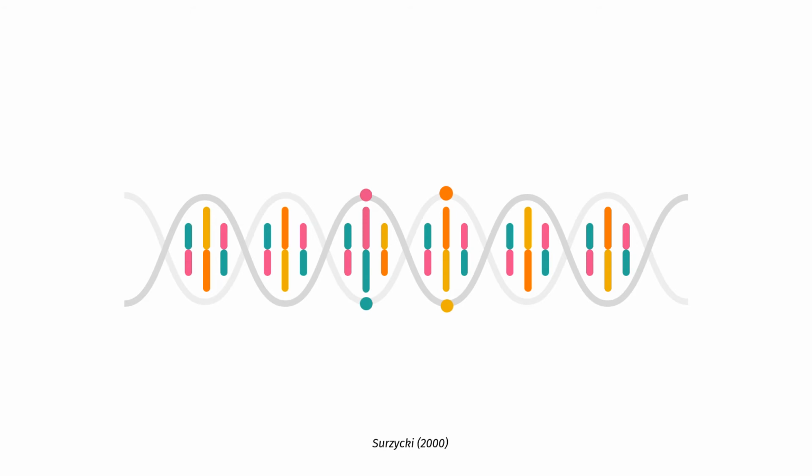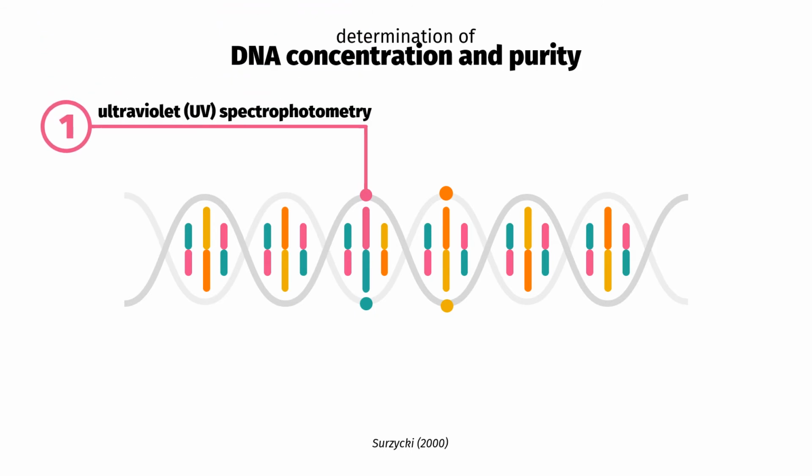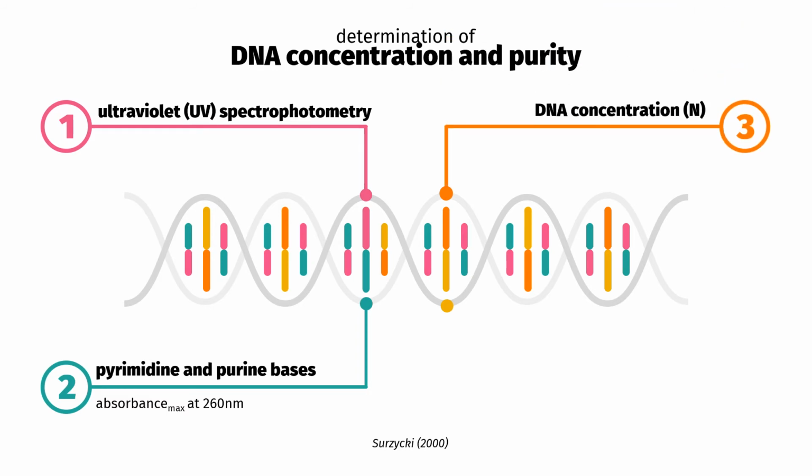Typically, the final step of any DNA isolation procedure involves the evaluation of the concentration and purity of the DNA collected, which is done using ultraviolet spectrophotometry. The pyrimidine and purine bases of DNA are responsible for the absorbance of the light and show DNA concentration, which is measured at 260 nanometers, as this is the maximum absorbance of the bases. The linear relationship of DNA absorbance at 260 nanometers and DNA concentration N is given by the equation N is equal to the absorbance at 260 nanometers over epsilon, where epsilon is the DNA extinction coefficient.